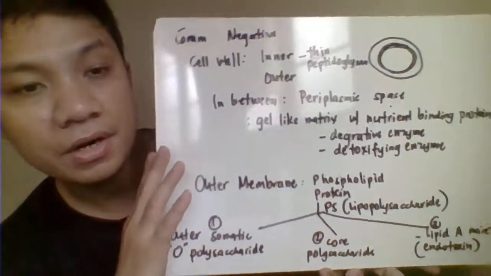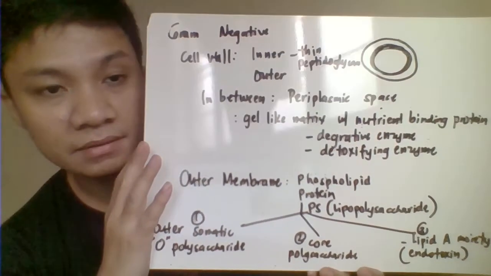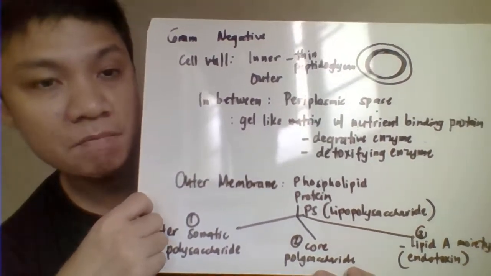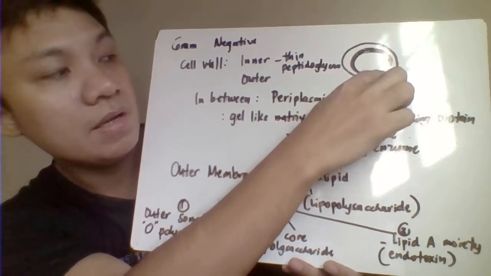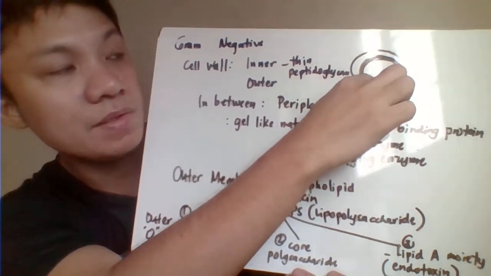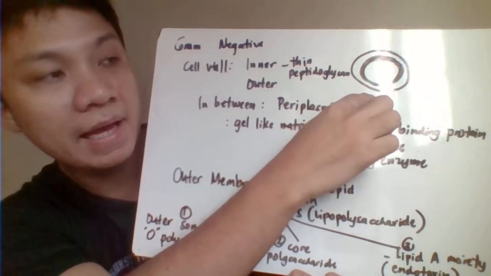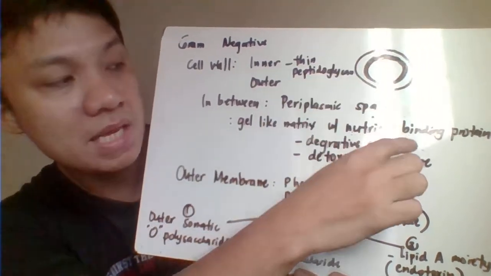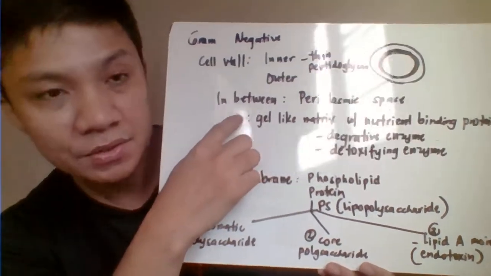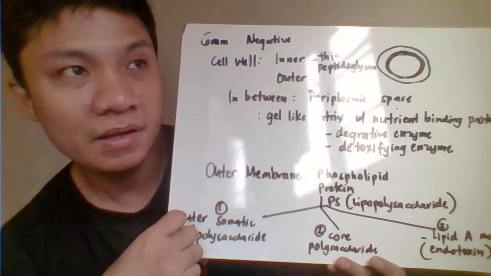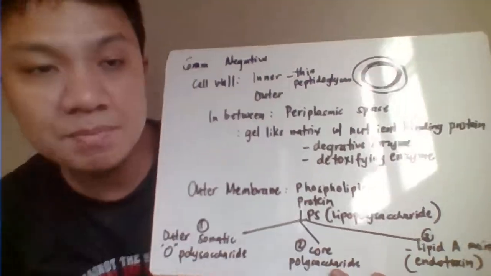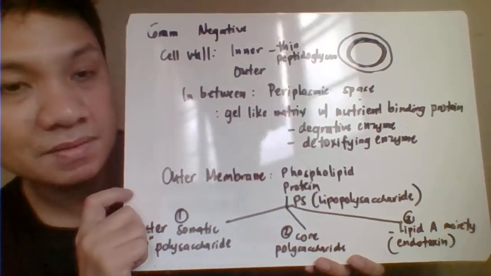Okay, now we go to your gram-negative cell wall. So again, the gram-negative cell wall is made up of two layers. So we have here your cell membrane, which is coated. This is your inner membrane, which is made up of a thin layer of the peptidoglycan. Then there is a space in the middle, and we have here your outer membrane. So in between the inner and the outer membrane in your gram-negative cell wall, there is the periplasmic space. You call it the periplasmic space.